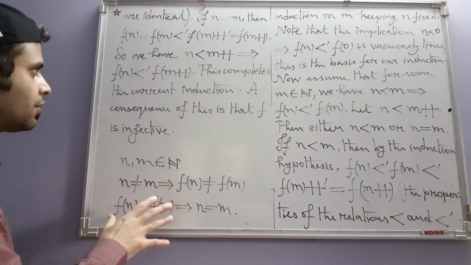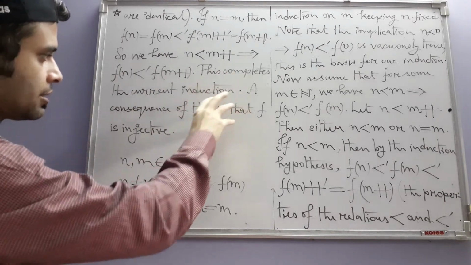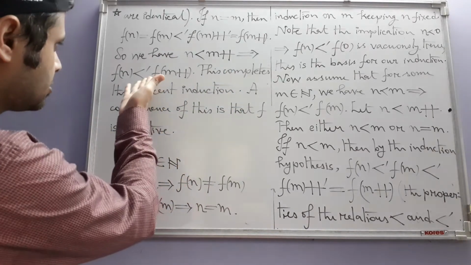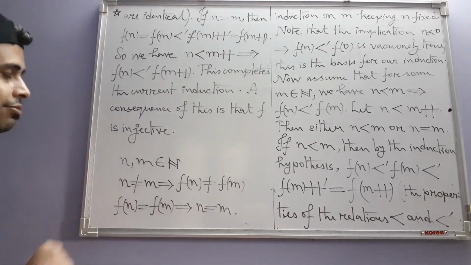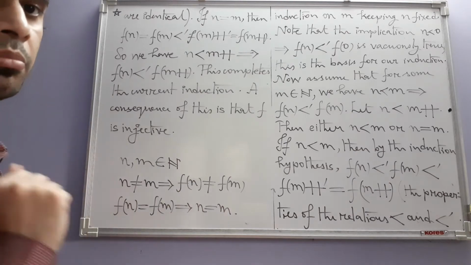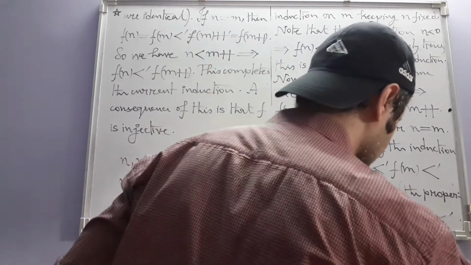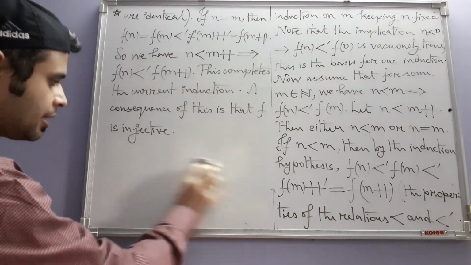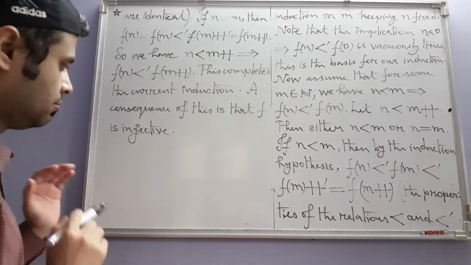But we have not proved this result just for the sake of making this conclusion that f is injective, because this is stronger than injectivity. This is actually telling us that f is an order preserving map. We will see what those things are later when the time comes, but we have done this to complete our solution, because you see we are not done yet.